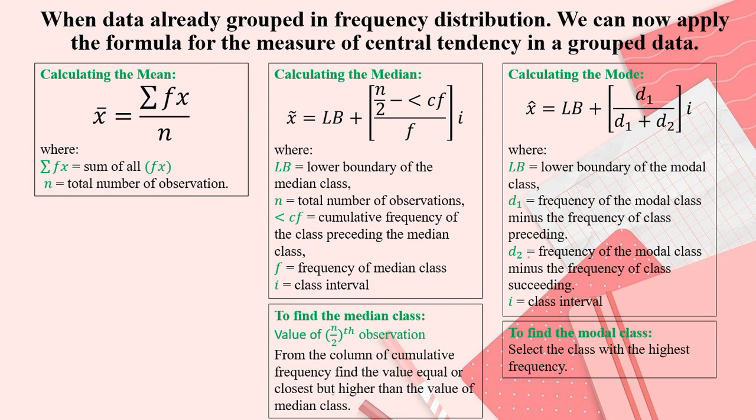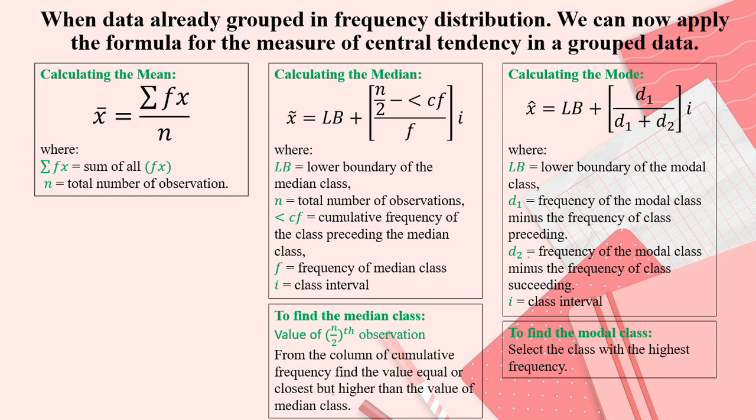And last is calculating the mode. Of course po, hindi mo po makakalculate si mode hanggat wala ka pong modal class. So, para makuha mo yung modal class mo, ang titingnan mo lang po is yung may pinakamataas na frequency. Okay? Titingin ka dun sa second column mo sa frequency na column. Hanapin mo lang po yung pinakamataas na class and that will be your modal class. And then, pag nakuha mo na siya, gagamitin mo na po yung formula ni mode, which is LB plus D sub 1 over D sub 1 plus D sub 2 multiplied by I.